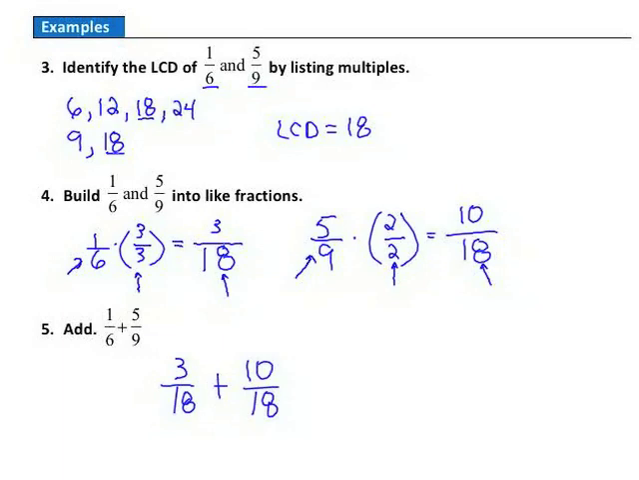Now I have fractions that are like fractions because they have the same denominator, 18. Now I have like fractions, I can add them together. 3 of these 18ths plus 10 more of these 18ths will give me 13/18. Now 13 and 18 don't share any common factors, so that is our final simplified answer.